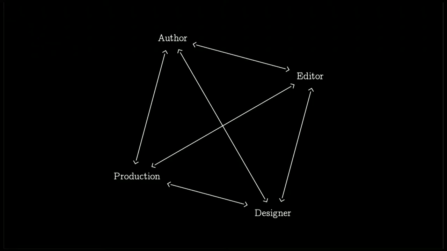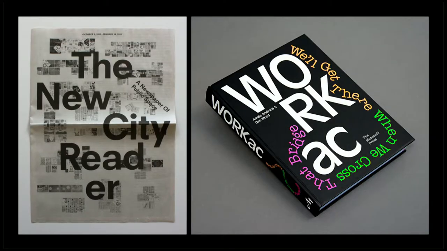And while this seems chaotic, and it certainly can be, it demands also that the author and the editor and the designer are in sync and thinking really systematically, trying to create systems that help to organize content and design as they evolve simultaneously. So the two projects that we're going to talk about are the New City Reader and Work AC. We'll get there when we cross that bridge. One a newspaper, one a book. Very different in genres, formats, and production timelines, but each is really emblematic of this way of working, where production factors and design are developed in parallel to each other and even outpacing the editorial content.